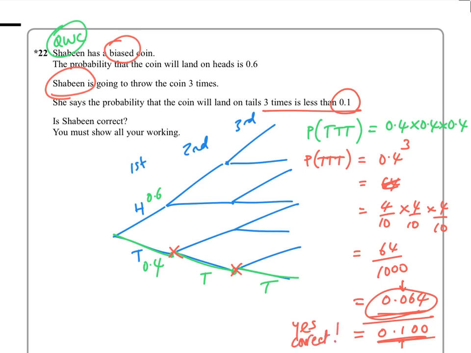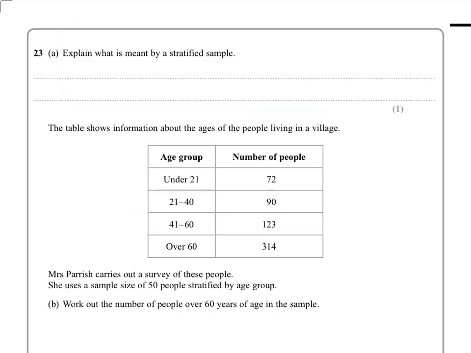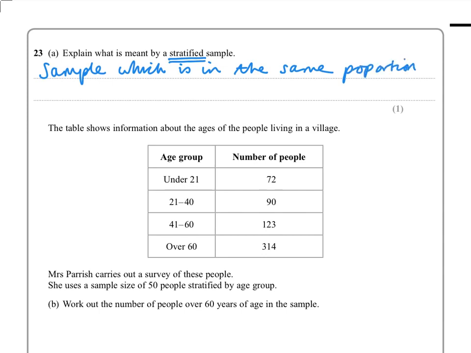So just write that clearly. Okay, let's have a look. Well, to me, explain what is meant by a stratified sample. I would say that it's a sample which is in the same proportion to a given population. So you can say population characteristic.